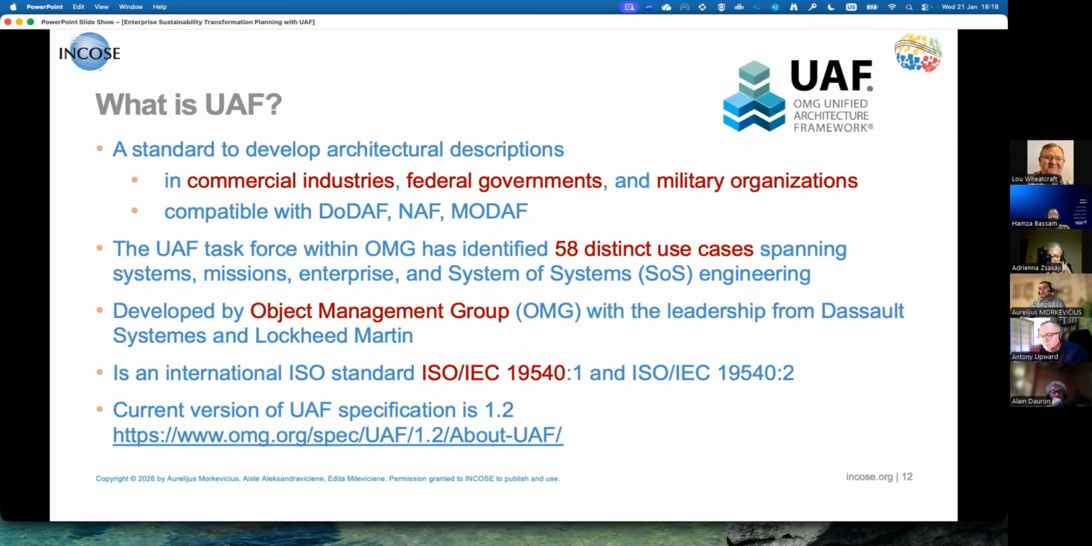Okay, so before we go to the case study, because I'm not sure if all of you are familiar, I wanted to talk a little bit about the Unified Architecture Framework. It is a standard to develop architecture descriptions in commercial industries, federal governments, and military organizations. For those in the military, if you're aware of the Department of Defense Architecture Framework or the NATO Architecture Framework, it is compatible with these defense frameworks and really it's inspired by these defense frameworks, and then turned into something that is applicable to any industries and multiple use cases.